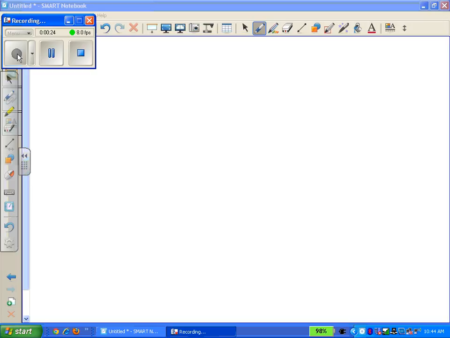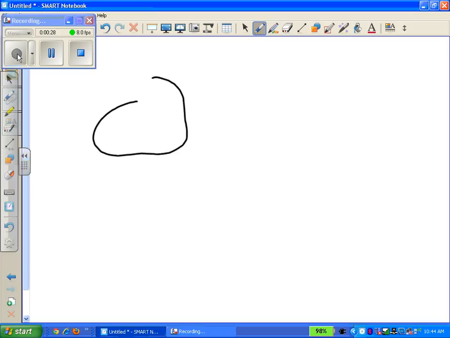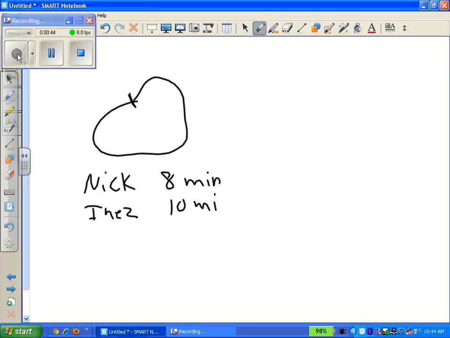So I'm going to kind of picture this here. If I draw a 1-mile loop around the park, there's my 1-mile loop, and they both start here. Nick runs an 8-minute mile, and Inez runs a 10-minute mile. So if they start at the same time, how long will it take for Nick to pass Inez a second time?